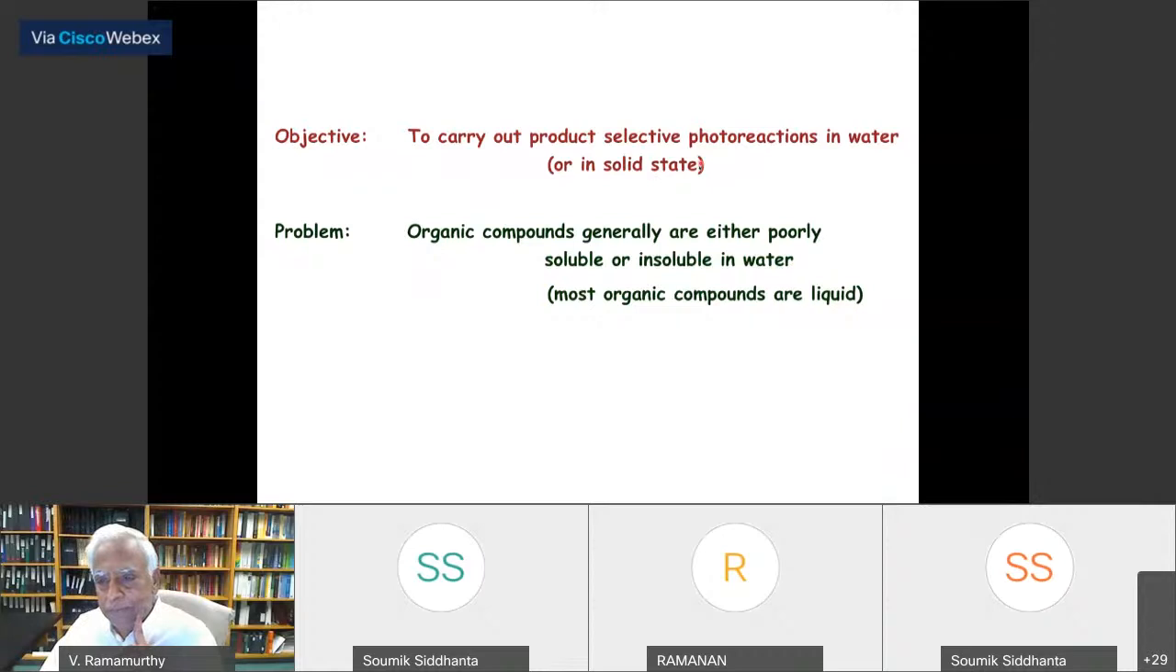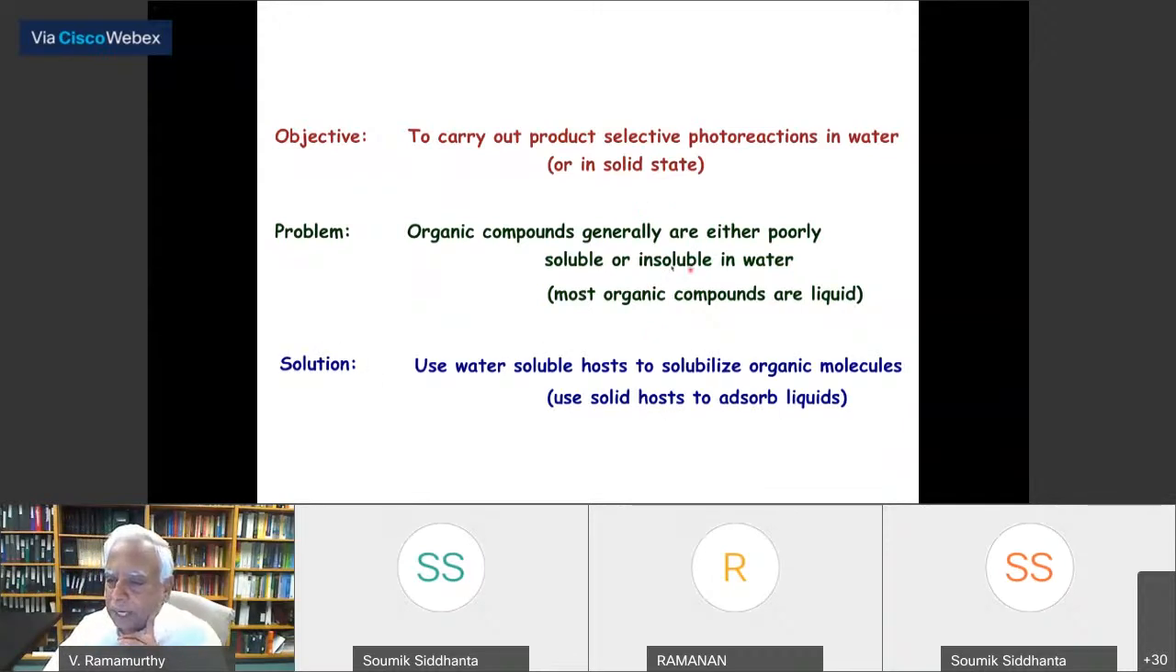And if you want to do all this stuff, there is a problem. Most organic compounds are not water soluble, and most organic compounds are liquids, they are not solids. So first of all, you have to overcome this very initial problem. And one can do these things. For example, if you have lots of organic molecules that you want to study, but they are not water soluble, you can make them soluble in water with the help of another molecule which is water soluble. And again, if you want to do the chemistry in solid state, but your compound is not crystalline, you can adsorb these liquid molecules on solid surfaces, such as silica gel or zeolites, and all of these things can make a liquid look like a solid. Okay, so this is our goal.